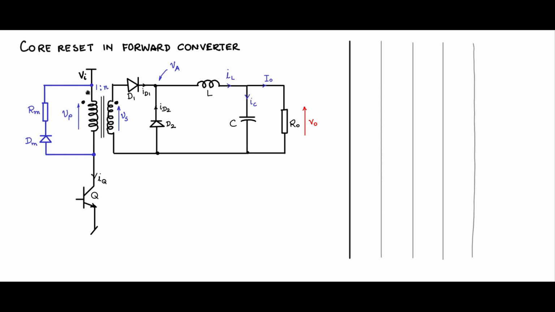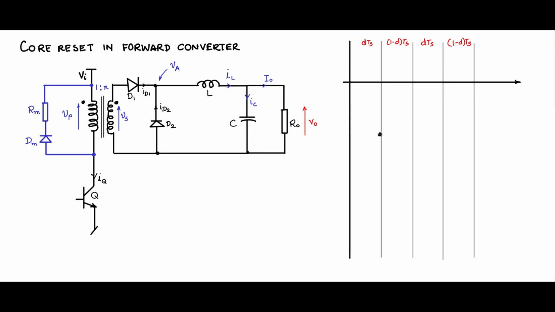So I am going to divide the time again into 4 parts, where you have DTS, the time during which the switch Q is on, 1 minus D TS, the time during which switch Q is off. DTS, again Q is on, 1 minus D TS, Q is off.